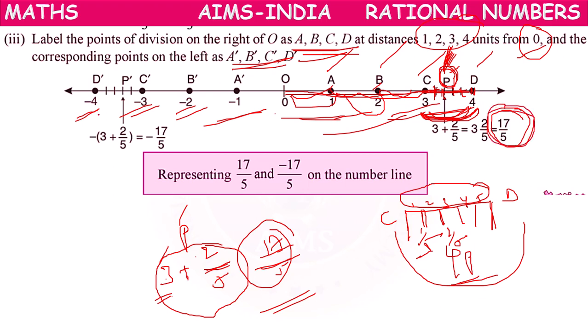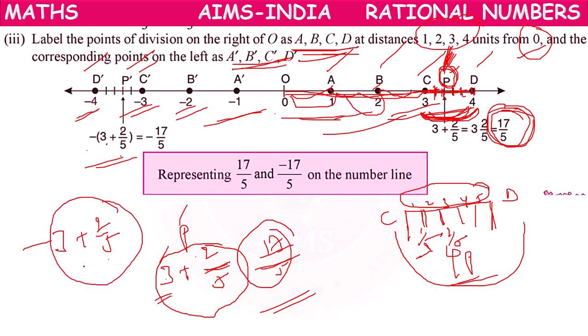In the same way, on the left hand side also, between C dash and D dash, we can represent P dash, which is equal to minus of 3 plus 2 by 5. We should not do it like minus 3 plus 2 by 5. First we have to add the value, then, as it is located on the left hand side, we put the minus. So minus of 3 plus 2 by 5, that is minus 17 by 5.